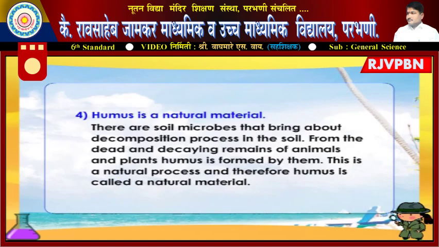Humus is a natural material. There are soil microbes that bring about the decomposition process in the soil. From the dead and decaying remains of animals and plants, humus is formed by them. This is a natural process and therefore humus is called a natural material.